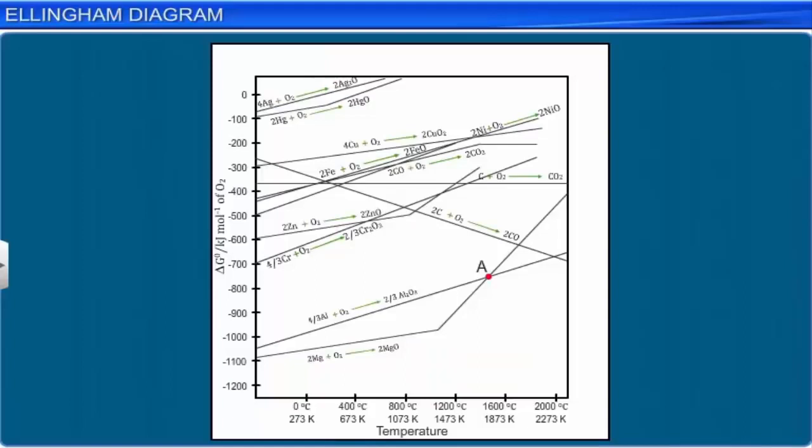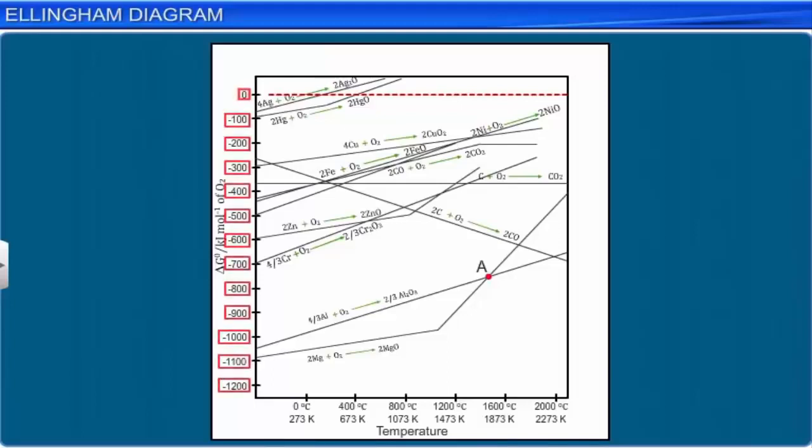The third feature is that when the temperature is raised, a point will be reached where the graph crosses the line delta G is equal to 0. Below this temperature, the free energy of formation of the oxide is negative. So, the oxide is stable. Above this temperature, the free energy of formation of the oxide is positive. The oxide becomes unstable and will decompose into the metal and dioxygen.